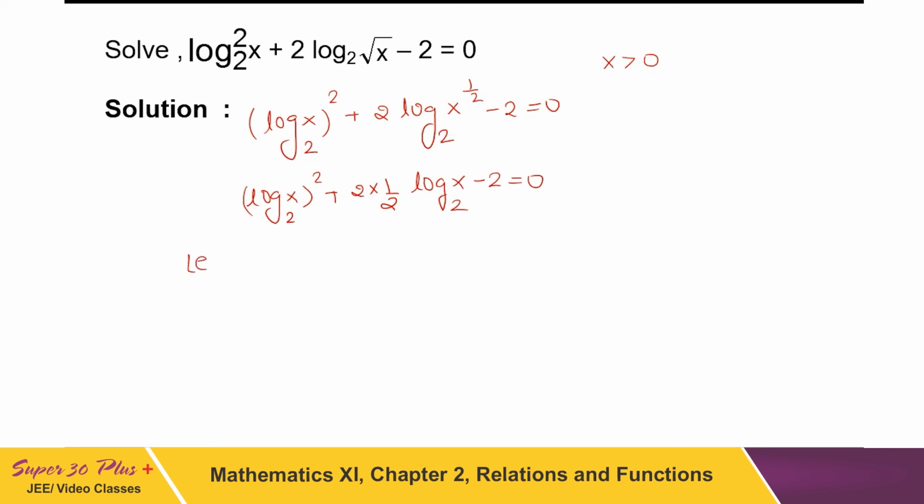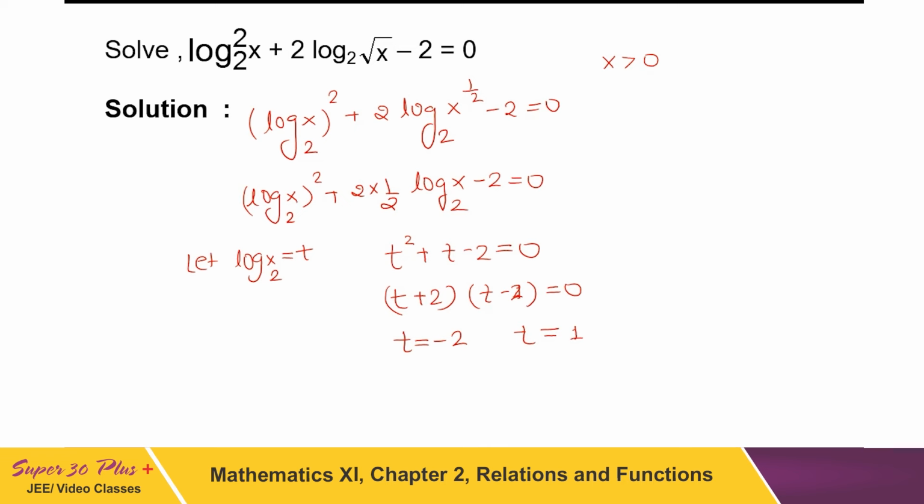Now let log x base 2 be equal to t. The equation will become t square plus t minus 2 is equal to 0. Now factorize it. It will give (t plus 2)(t minus 1) is equal to 0. Your answer will be t is equal to minus 2 and t is equal to 1. What is t? It is log x base 2 is equal to minus 2, so x is equal to 2 to the power minus 2, which means 1 by 4.